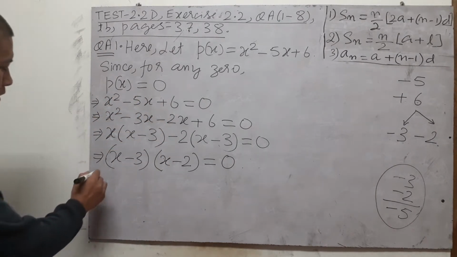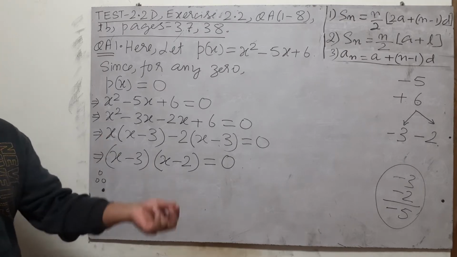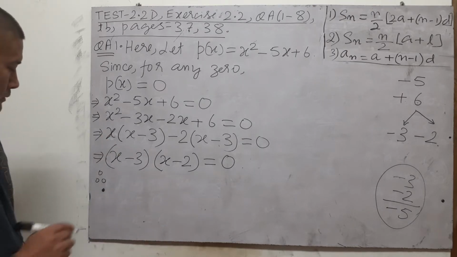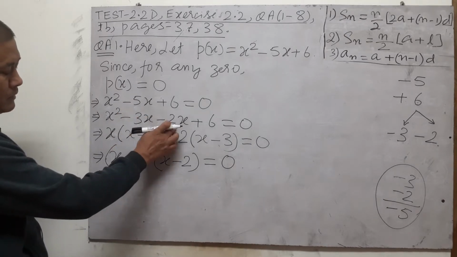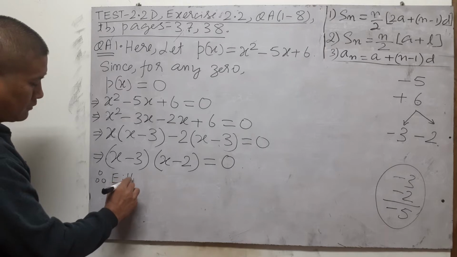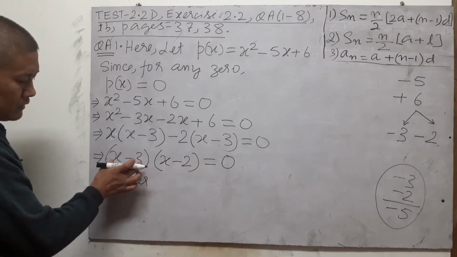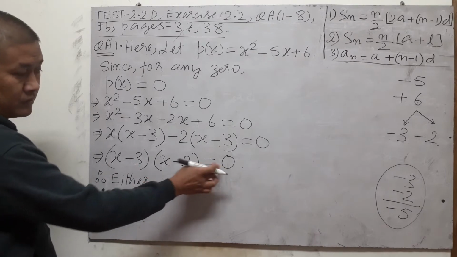This is called solving by factorization, or finding the value of the zeros by factorization method, by splitting the middle term and then factorizing. So since x minus 3 into x minus 2 equal to 0, either this should be equal to 0 or this should be equal to 0.